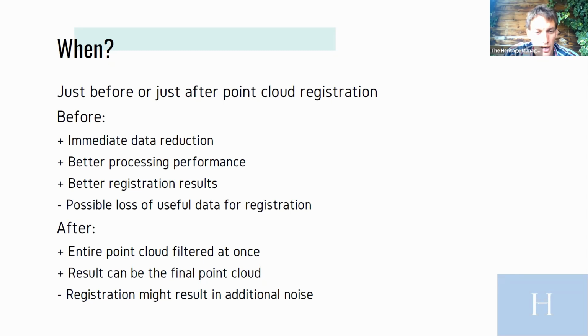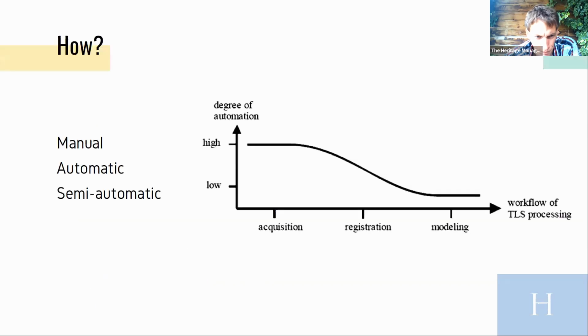I think for cloud-to-cloud registration, it's better to do it afterwards, just some pre-filtering and then the thorough filtering after the cloud-to-cloud registration. If you're working with a target-based registration, of course, you will have to keep your targets in the point cloud, but then you can also do the filtering before the registration itself.